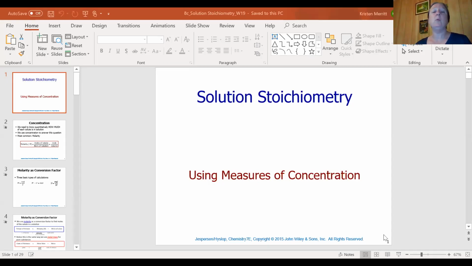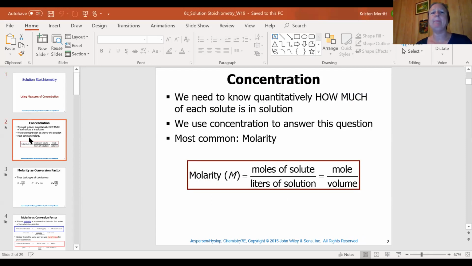So I'll show you all different kinds of problems that we work through and that you will get in your ALEX, on exams, just actually in life. What you're going to learn now, we use all the time in the lab. So solution stoichiometry and specifically measures of concentration. And our primary unit is molarity.